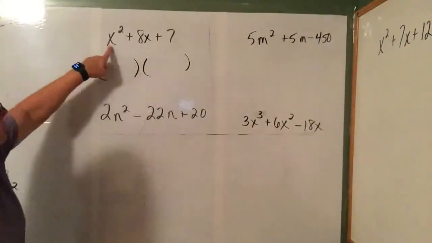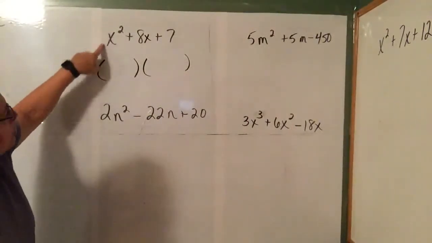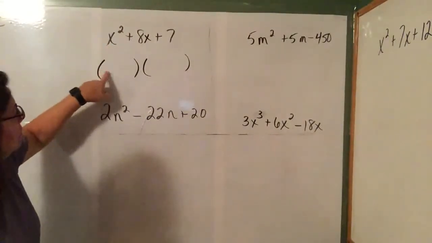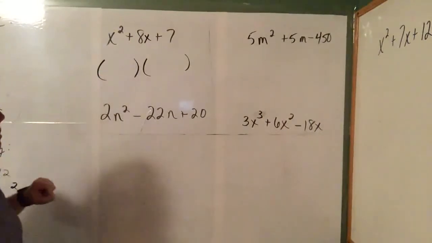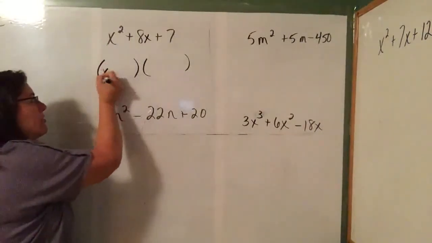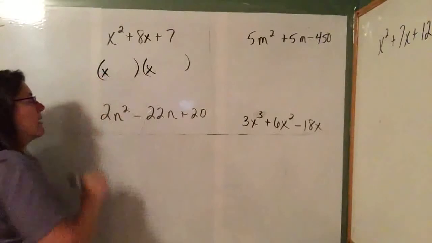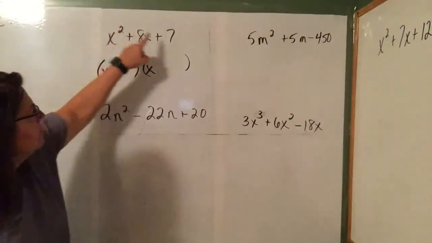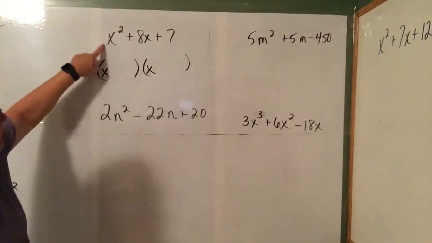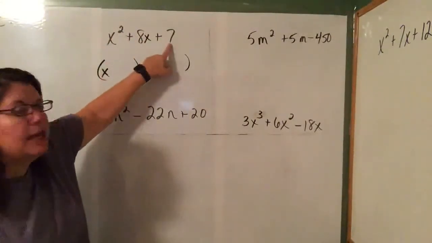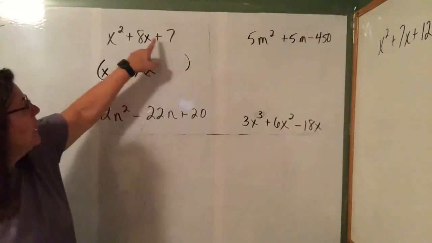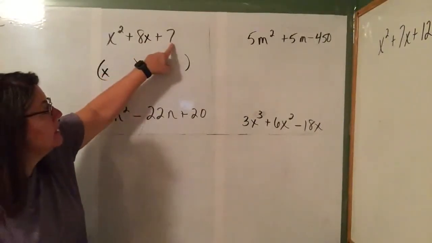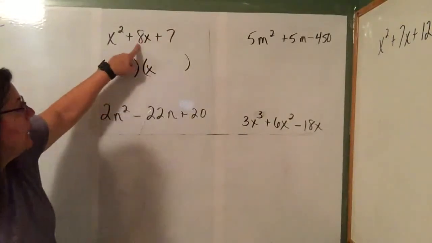And then I'm going to look at the first term. Since the coefficient is 1, we know that we just take the square root of this term to get what goes in the first part of each binomial. So the square root of x squared is just x. X times x is x squared. Then we need to look at, well, 1 times 7 is 7. Remember, the 1 really isn't going to affect that. So we're looking at factors of 7 that add to give you 8. Look at that again. Factors of 7 that add to give you 8.